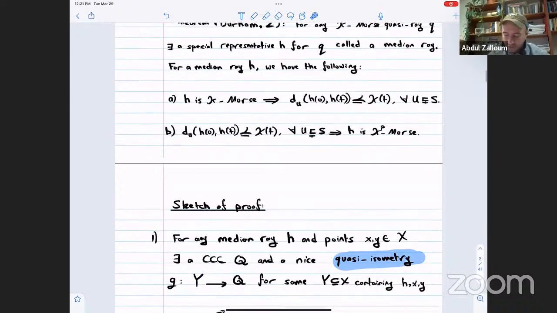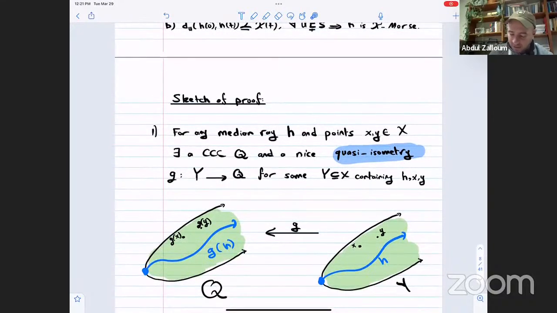Okay, so maybe here is a picture just to see what's going on. I start with a random H, not necessarily kappa Morse, there are no assumptions, it's just a median ray. I have a median ray H, and I have 2 points X and Y. I can find a subset Y of my space X. Here is the subset Y, it's this green piece. It's a subset that contains H, X, Y, right? So I can find a subset Y, and I can find a nice quasi-isometry, a quasi-isometry with an extra property. So I get a CAT(0) cube complex Q. Right. So that's the first step of the proof.